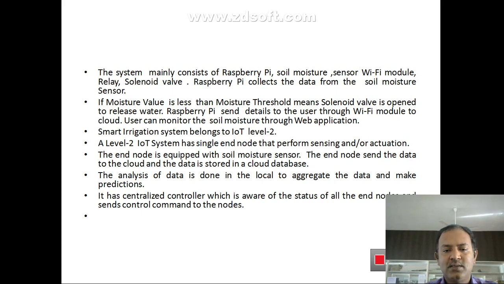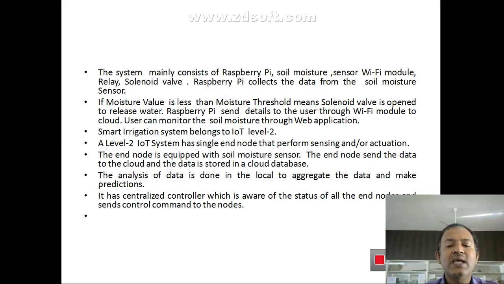If the moisture value is less than the moisture threshold, the solenoid valve opens to release the water. The Raspberry Pi sends the details to the user through the Wi-Fi module to the cloud. The user can monitor the soil moisture through a web application. This belongs to level 2 of smart irrigation. Level 2 is a single end node that performs sensing and actuation. The actuation uses a solenoid valve and the motor.